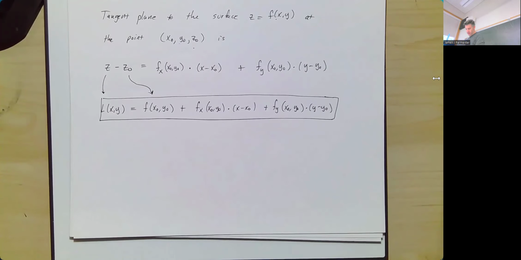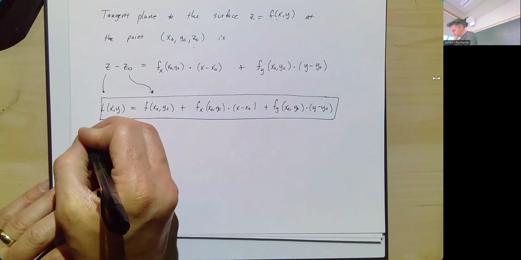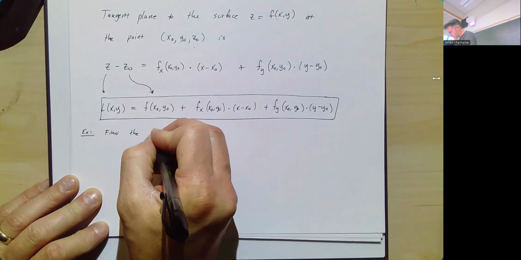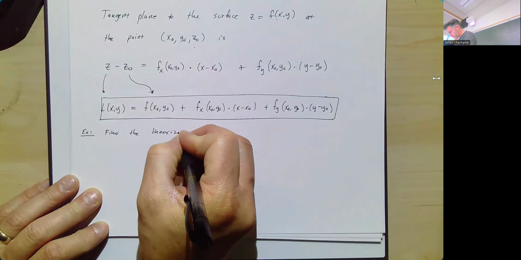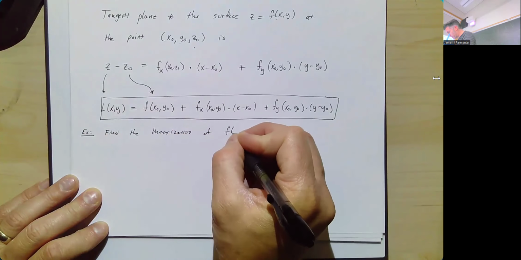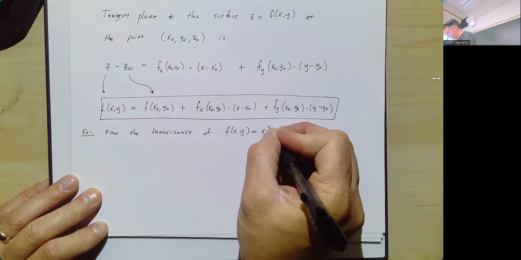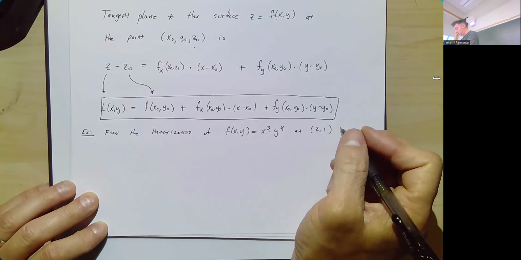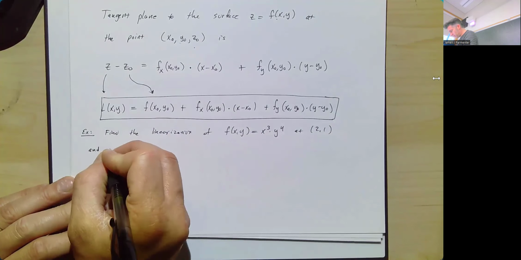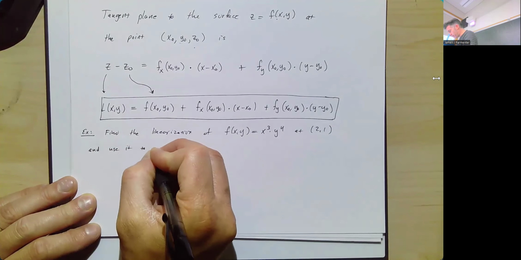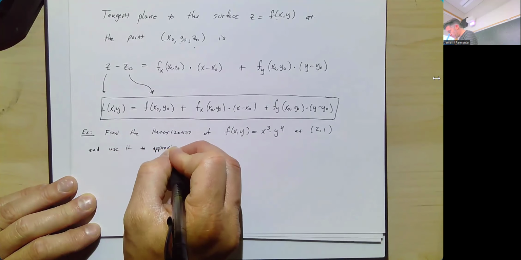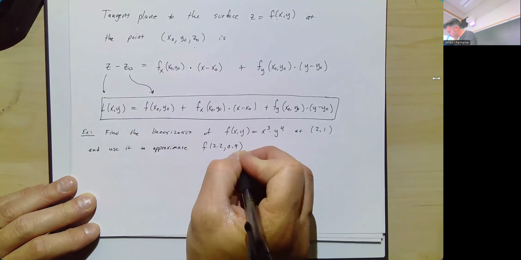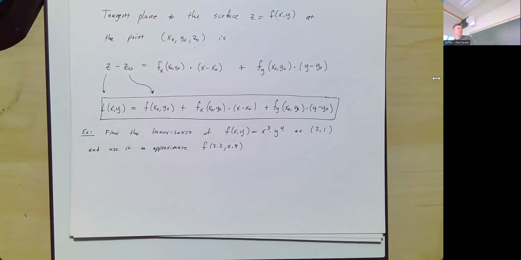All right, let's look at, I think we can get all this in here. So let's say we want to find the linearization of the surface f of x,y equals x cubed times y to the fourth at the point (2, 1). And then we're going to use that linearization to approximate or estimate f of (2.2, 0.9), which you could totally do.